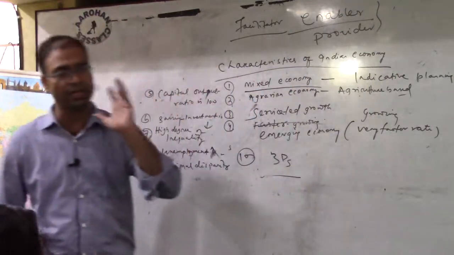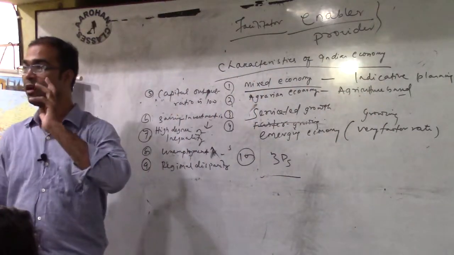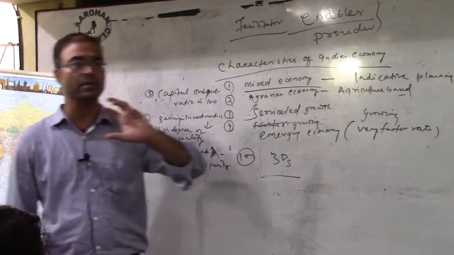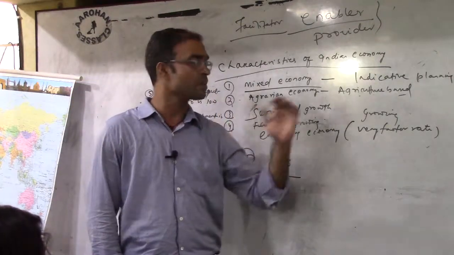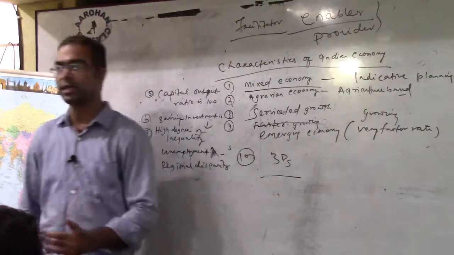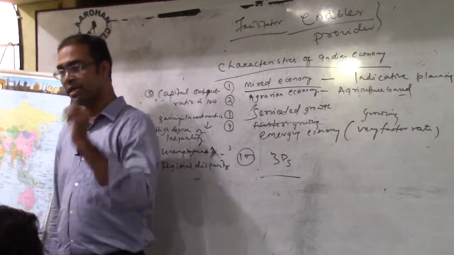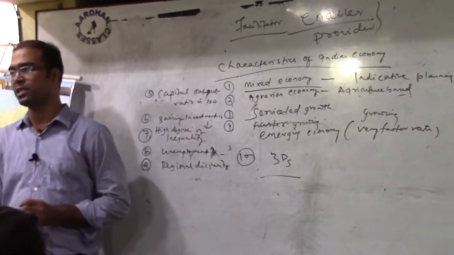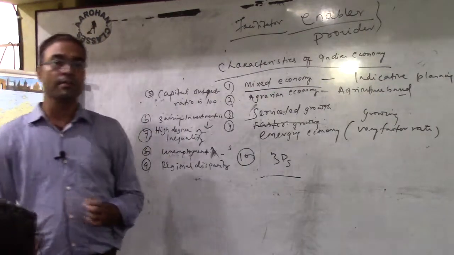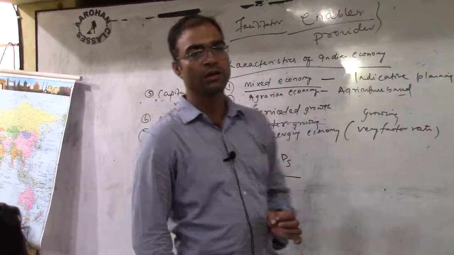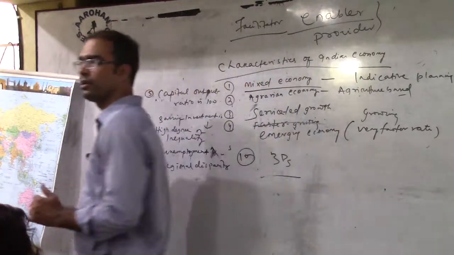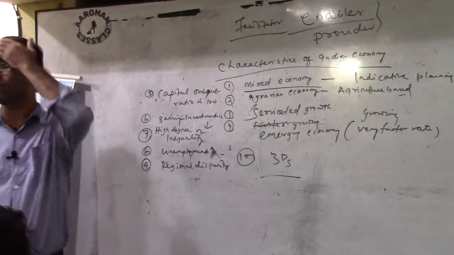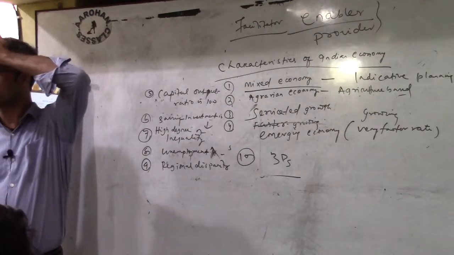But what condition are you writing? On what criteria are you saying it is an agrarian economy? What is the ground? What is your base? How can you say agrarian economy? Agrarian economy on the ground that the majority of the section, nearly 50% of the population, depend on agriculture. 49% of people depend on agriculture.